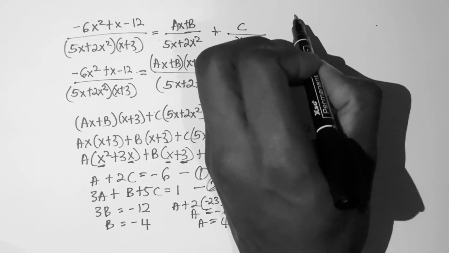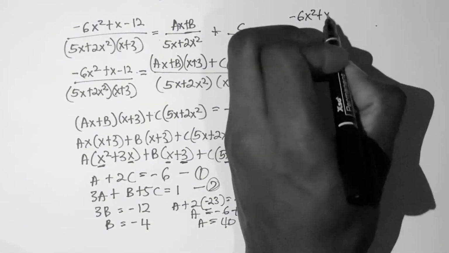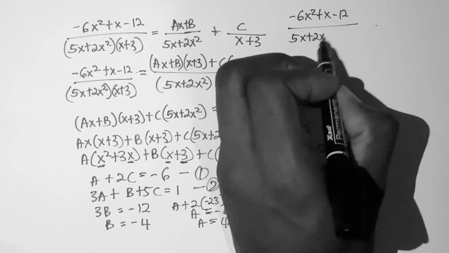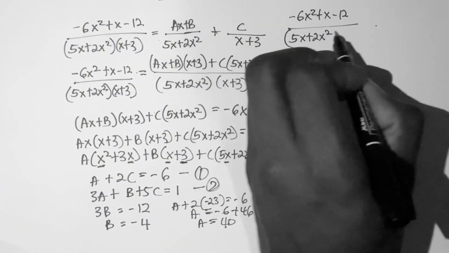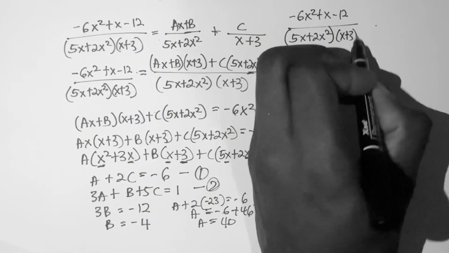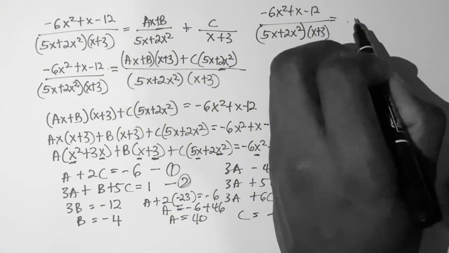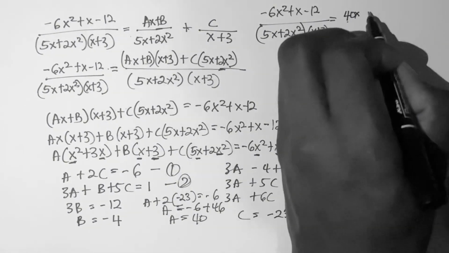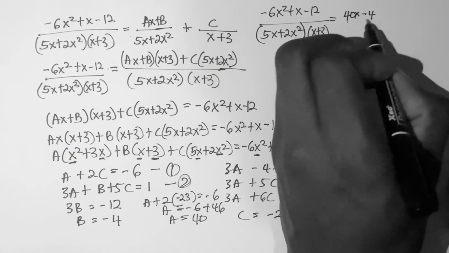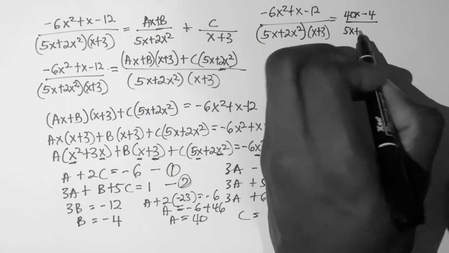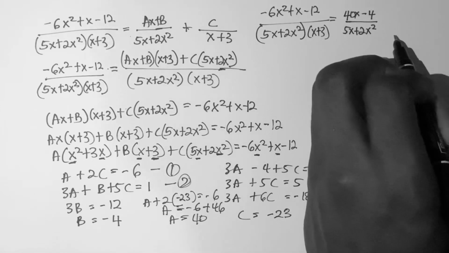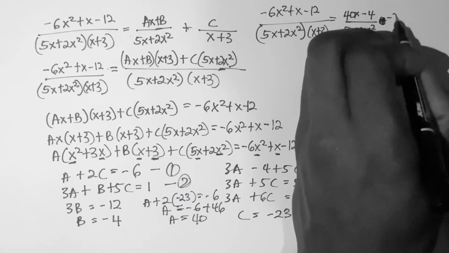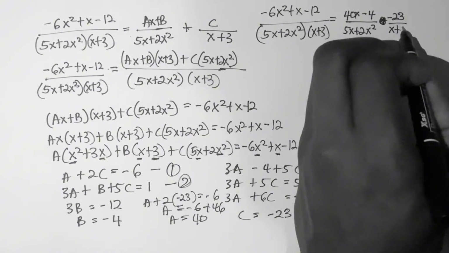So what it means is that minus 6x squared plus x minus 12 divided by 5x plus 2x squared, then all of that times x plus 3, can be written as a. A is 40, so 40x. Then plus b. B in our case was minus 4, so 40x minus 4 divided by 5x plus 2x squared. And then plus c. C in our case was minus 23, so minus 23 divided by x plus 3.